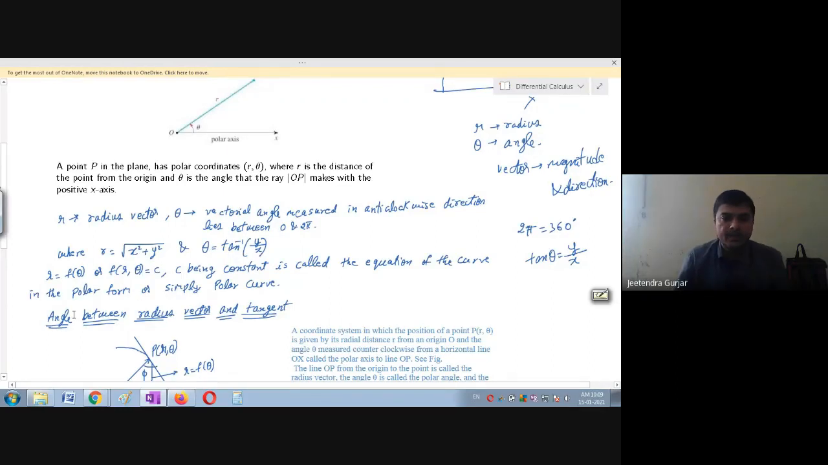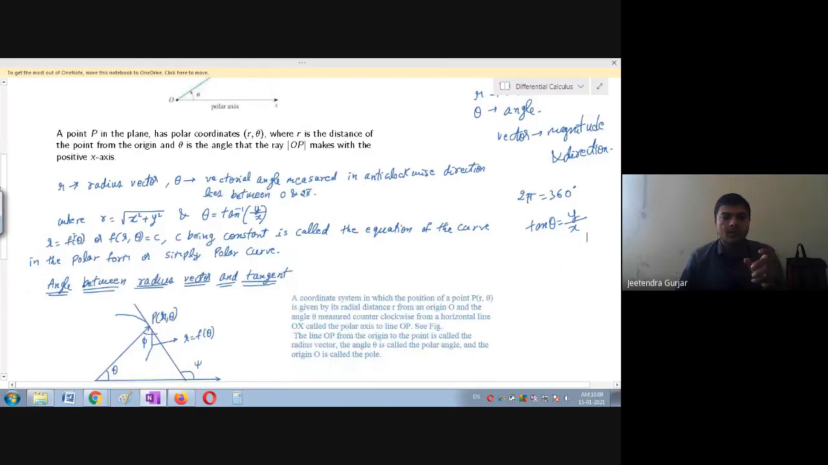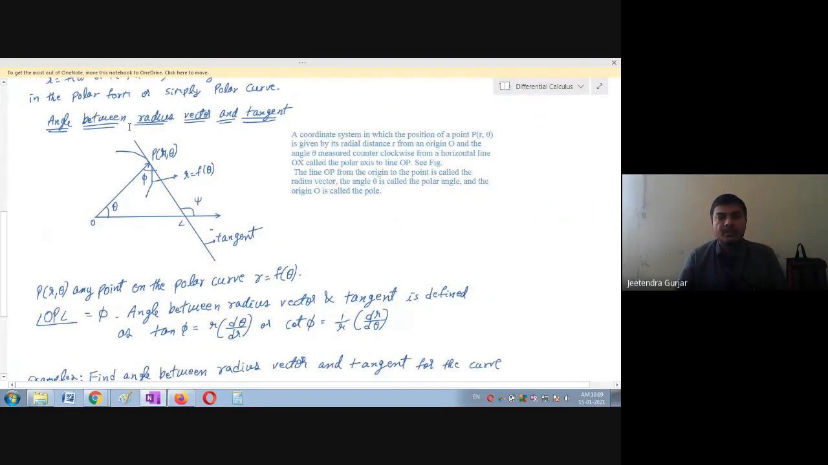So here, students, very very important: r is equal to f of theta, which means r, the radius vector, is a function of theta that we are going to consider here. Or we simply say that a function of r and theta equals some constant, and this we consider as the equation of the curve in the polar form, or simply a polar curve. Just describe this. We see here the angle between radius vector and tangent. Very very important. In the examples we are going to use this, and we will try to understand what this angle between radius vector and tangent is, students.